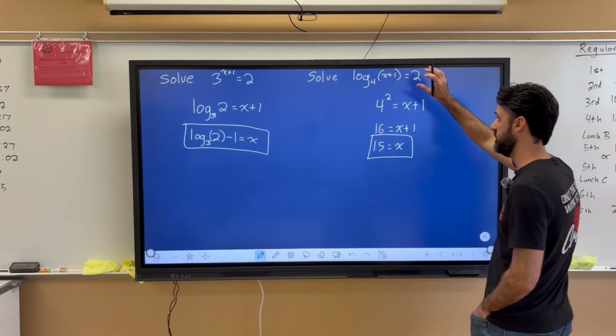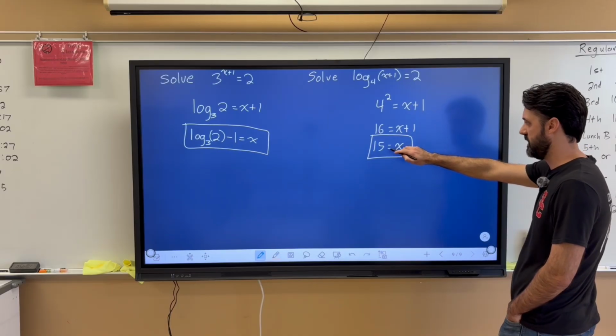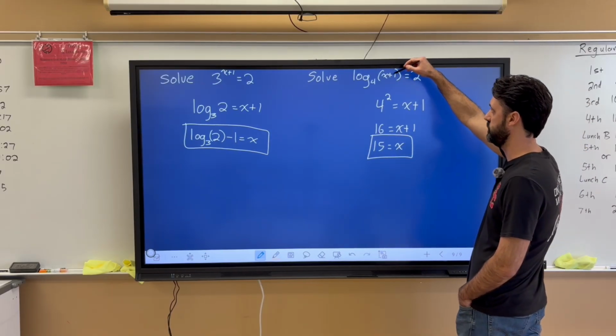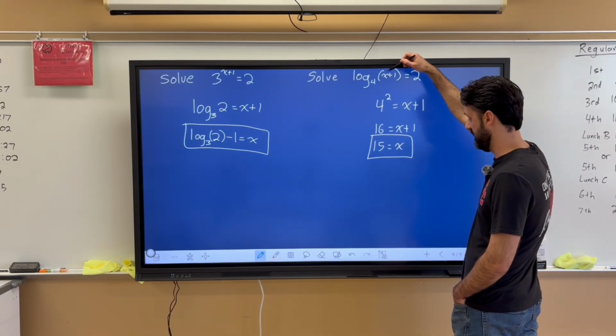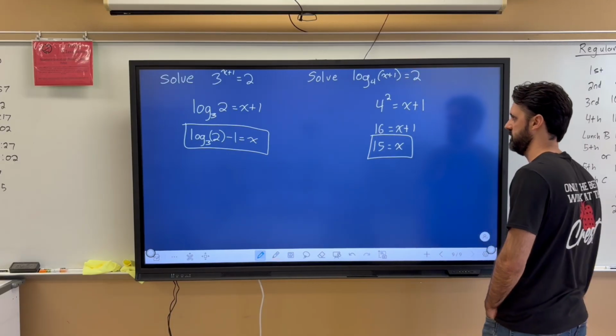Again, if it's a log at the beginning, you are supposed to double check that if you plug that 15 in, you get a positive number, which we would. That would be 16 in there, so we do get a positive number when we plug in the 15.